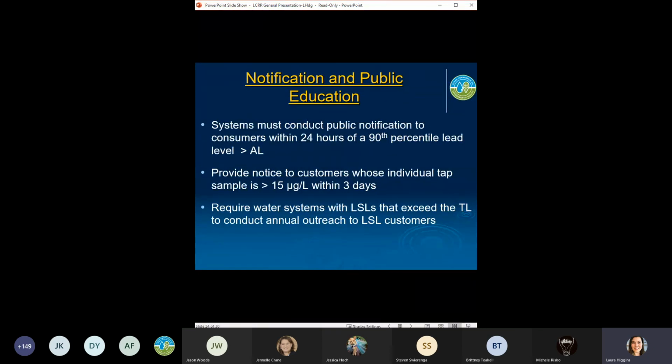All right, so for notification and public education, systems must conduct public notification to consumers within 24 hours of a 90th percentile lead level above the action level. Systems must also provide notice to customers whose individual tap sample is greater than 15 micrograms per liter within 3 days. And additionally, water systems with lead service lines that exceed the trigger level will be required to conduct annual outreach to lead service line customers.